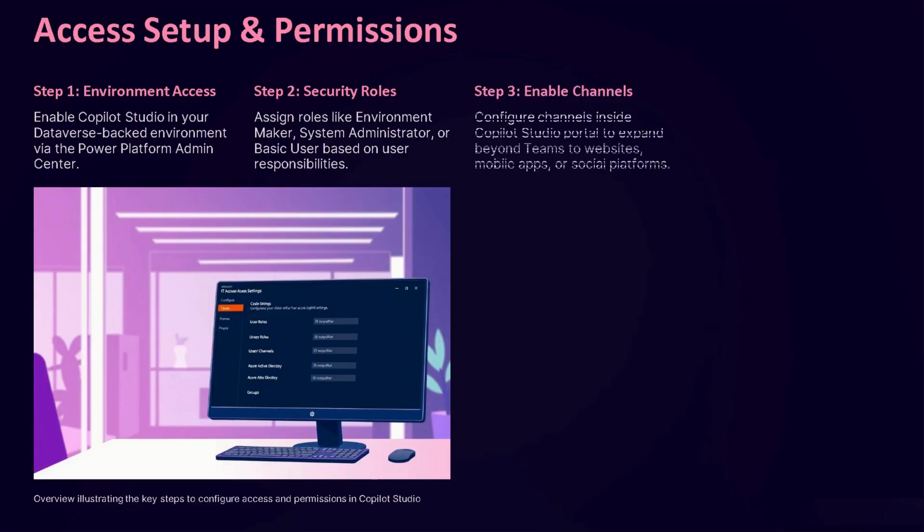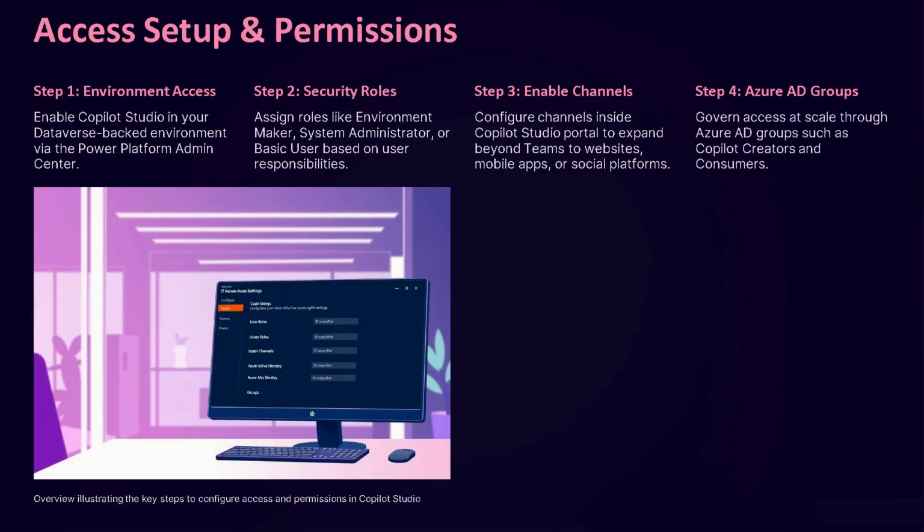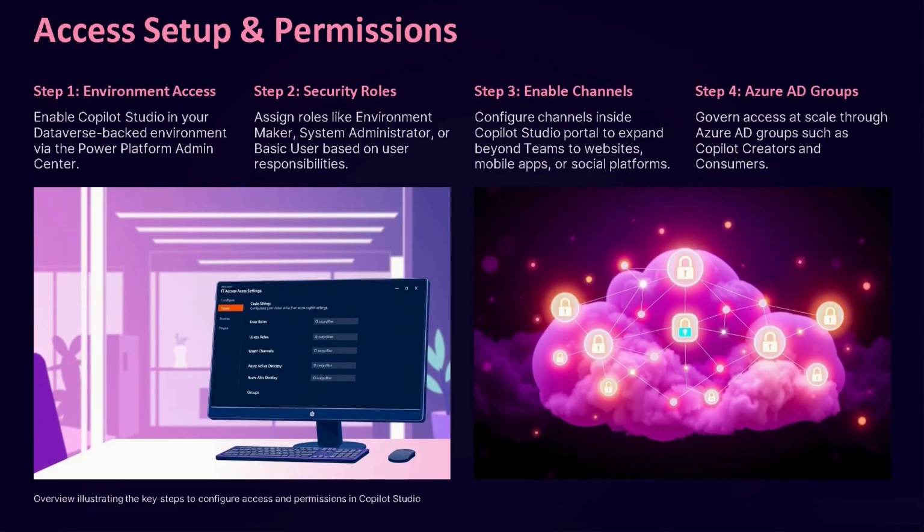Then enabling channels. You can configure channels inside the Copilot portal to expand beyond Teams to websites, mobile apps, and other social platforms. You can have your Azure AD groups as well, to govern access and scale through Azure AD groups such as Copilot creators and consumers. So it gives you overall security on the cloud as well. You have your environment access, and you may have different environments. On different environments you are creating different Copilots, so accordingly you can give permission to the users and decide at what level they can use the Copilot.